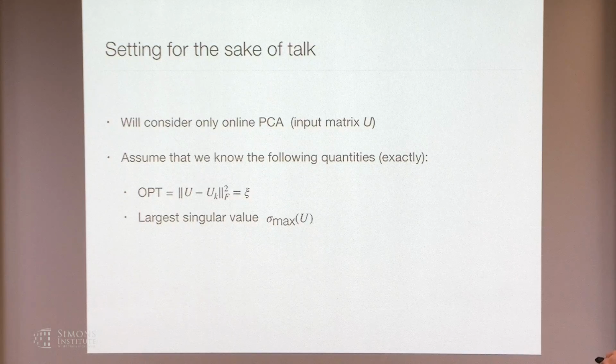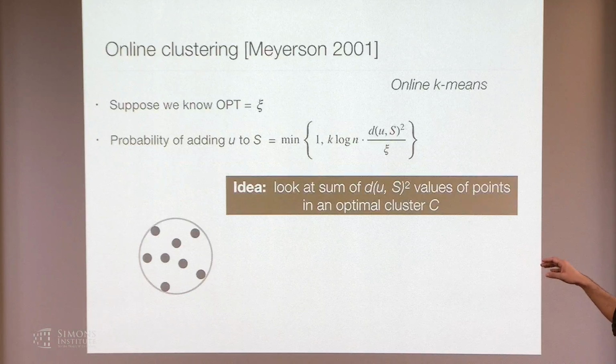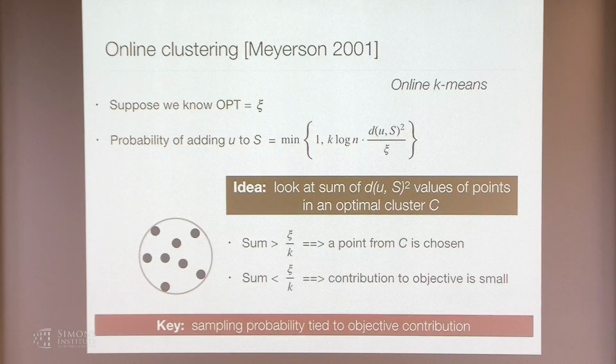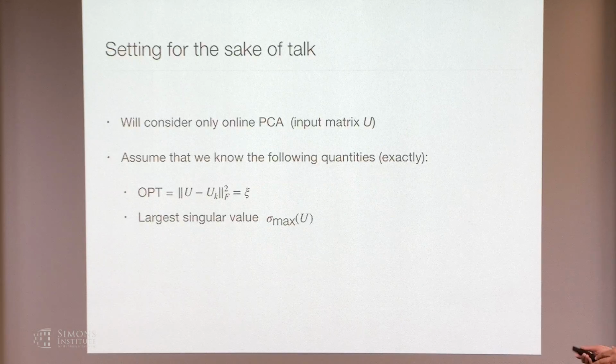And I'm going to assume, for the sake of the talk, that we know the following quantities almost exactly. We know the optimum, which is the rank k error for U. I will call this C, and it plays a very similar role as the C did here. So you assume that we know this exactly. We also know a bound on the largest singular value, which is sigma max of U. These are two assumptions that I will make for the sake of the talk.